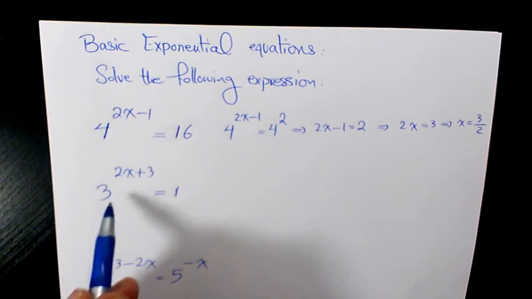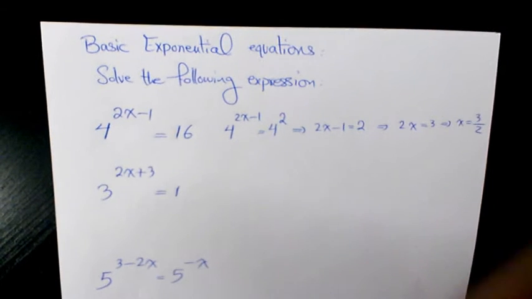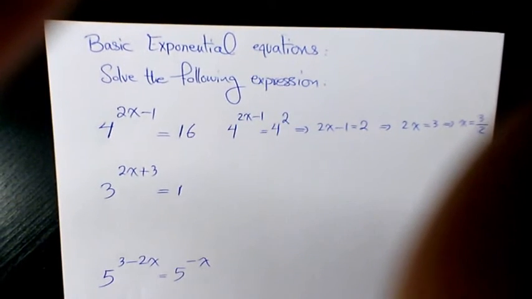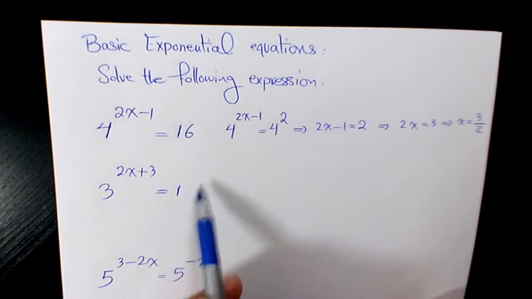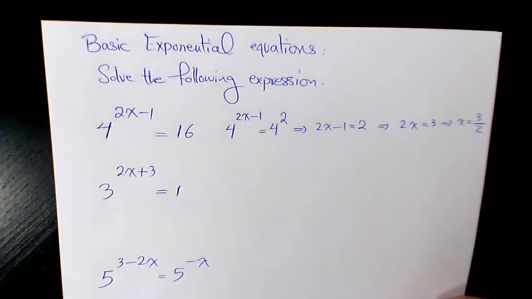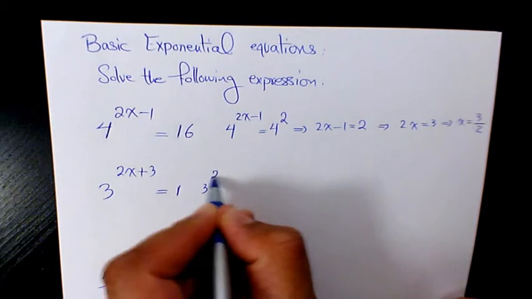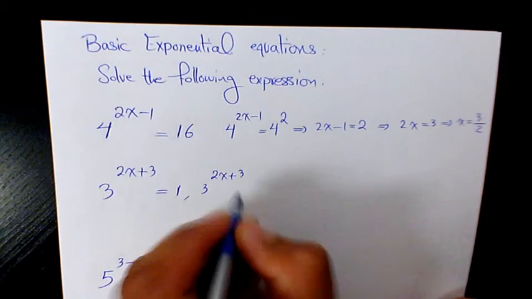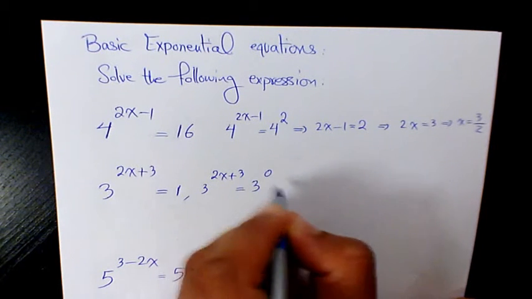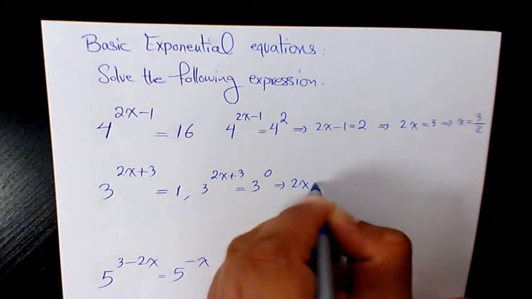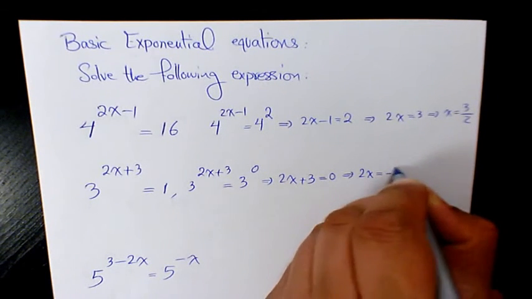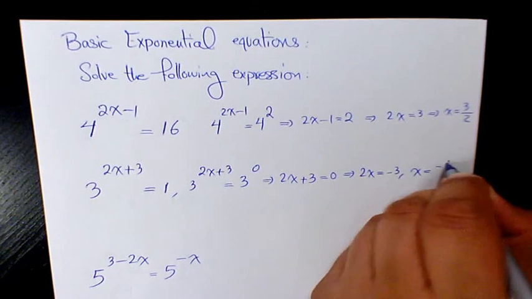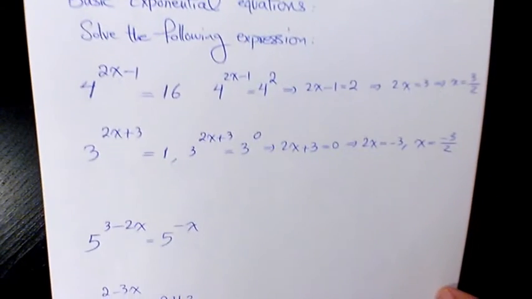Next one, 3 to the power of 2x plus 3. As you see here, that's going to be equal to 1. We know any number to the power of 0 is going to be equal to 1. So I'm going to say here 3 to the power of 2x plus 3 equals 3 to the power of 0. So it's going to be 2x plus 3 equals 0. So 2x equals negative 3. So x will be equal to negative 3 over 2.